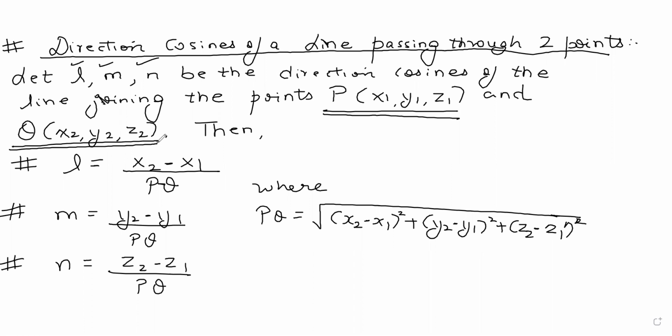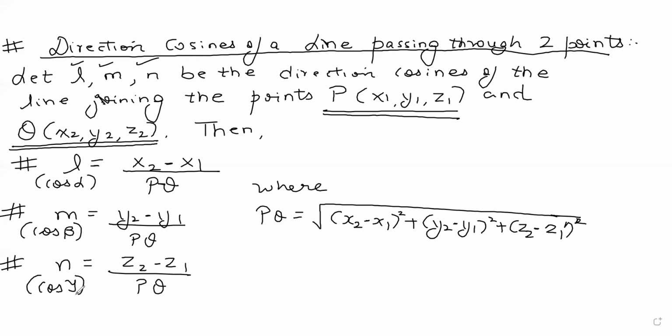L is cos alpha, if all of you can recall. M is nothing but cos beta, which is y2 minus y1 by PQ. N is nothing but cos gamma, which is z2 minus z1 by PQ, where PQ itself is nothing but the distance between the points P and Q, which is the square root of (x2 minus x1) square plus (y2 minus y1) square plus (z2 minus z1) square.